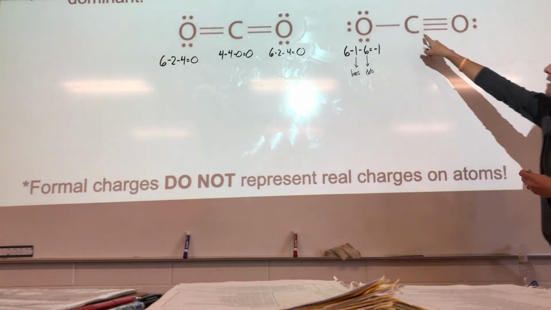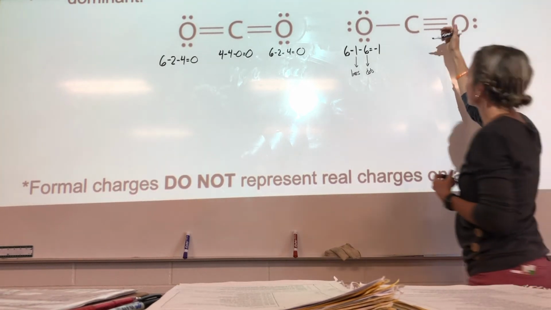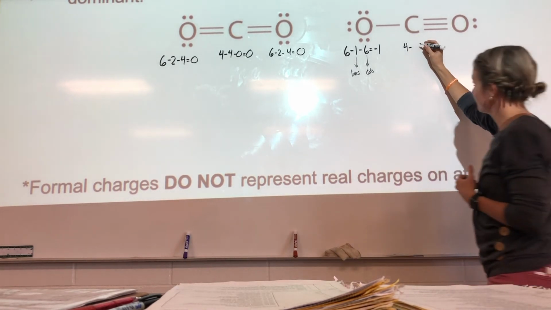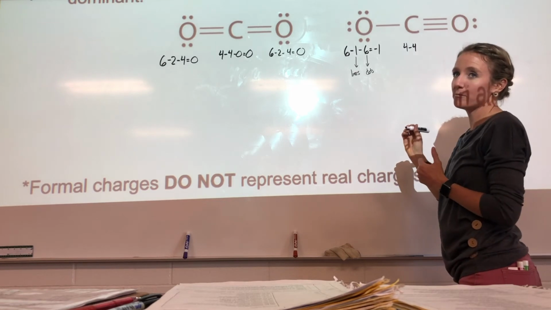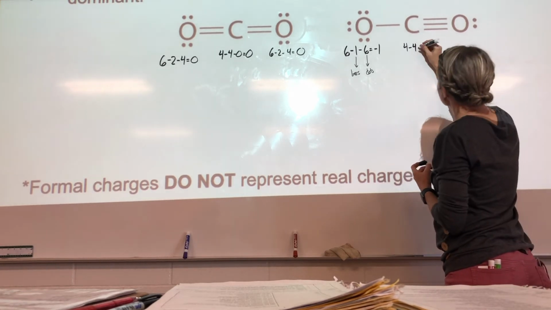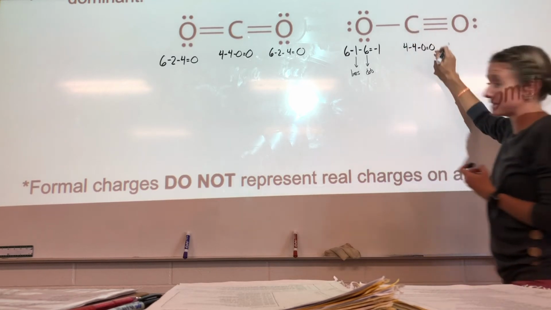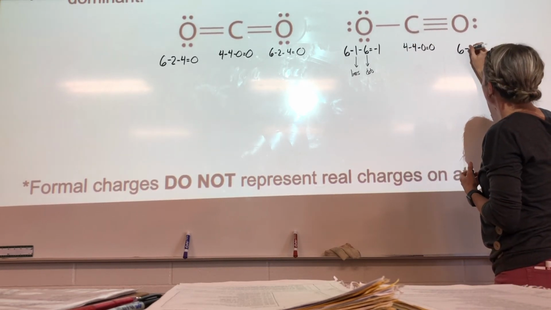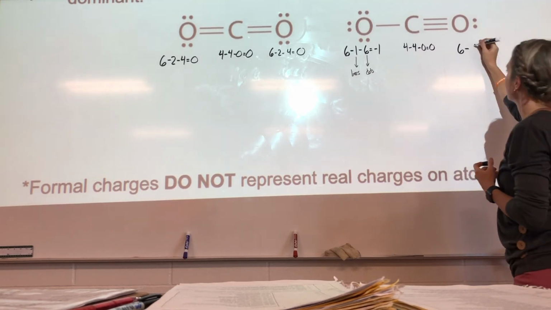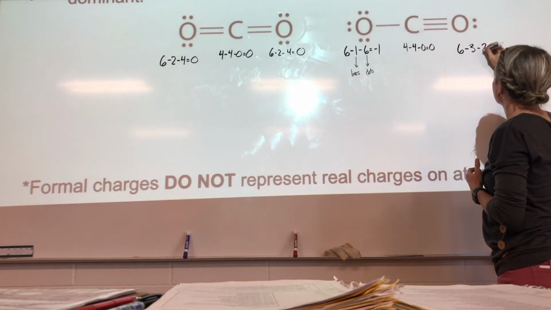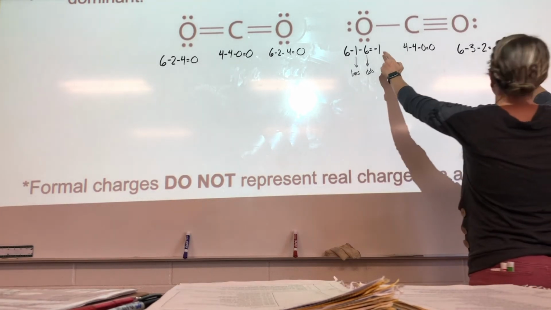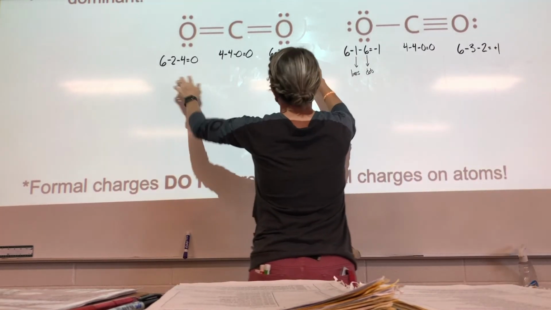Ready? Help me with this one, Calvin. How many valence electrons does this one have? Good. How many lines are around it? 4, because it's got the 4 lines. So 4 lines, and how many lone pairs? Which is 0. So carbon is at 0. But this oxygen, so we have 6 again, minus how many lines? How many dots? Plus 1. Does that make sense?